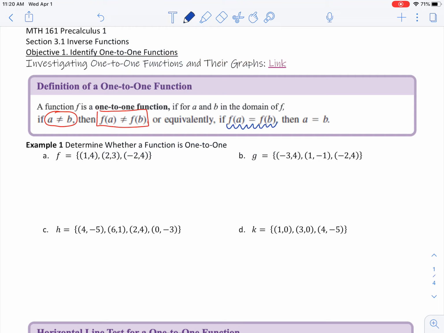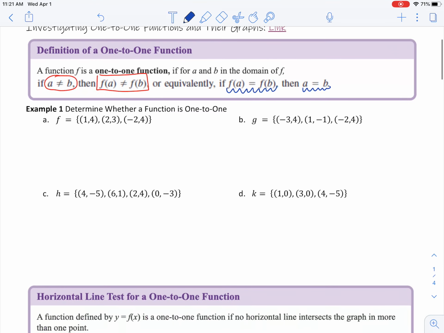Or equivalently, if, what am I reading this time? Let's go ahead and read this part. If they have the same output value, if they have the same y value, then what we know is their input value must be exactly the same. So this is just a little fancier way of writing down, hey, x's cannot repeat, y's cannot repeat, and different x values must have different y values. So let's look at examples down here to determine whether a function is one-to-one.